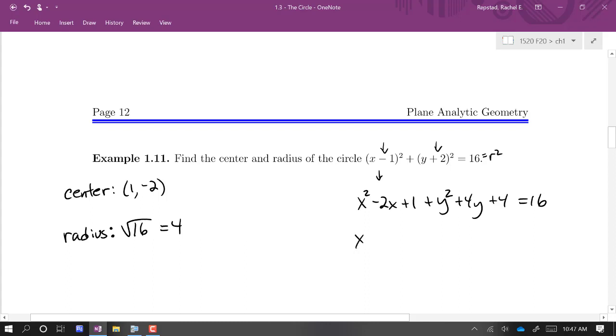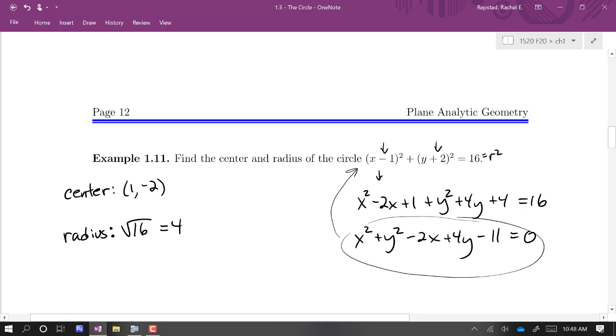And then I gather all my terms on one side. So I have x squared plus y squared minus 2x plus 4y. And let's say I've got a plus 5 on this side, and if I subtract 16, that would be minus 11 equals 0. So here's the thing. This equation here is the same as that equation, right? They describe the same circle.